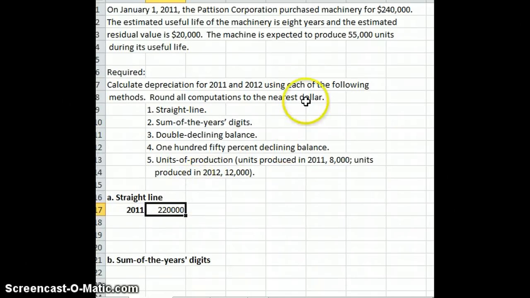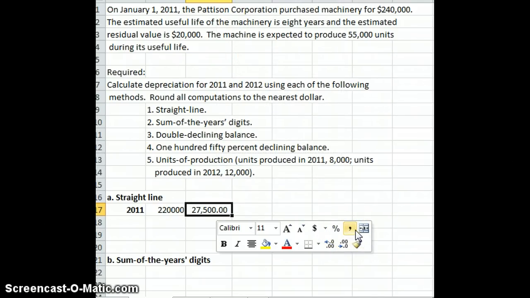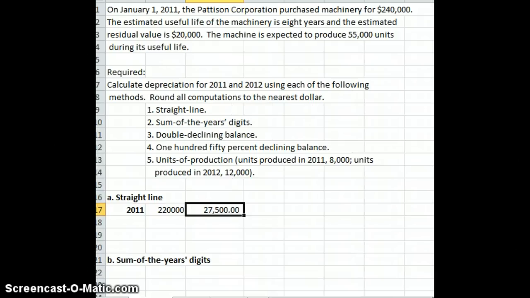Okay, so all we need to do at that point for straight line is take that $220,000, which is our amount to be depreciated, divided by our number of years, which is 8. So it's $27,500 per year that we are going to depreciate, and our second year, 2012, will be the exact same thing. Okay, so 27,500. It's going to be spread equally over the life of the asset. So that's all there is to straight line depreciation.